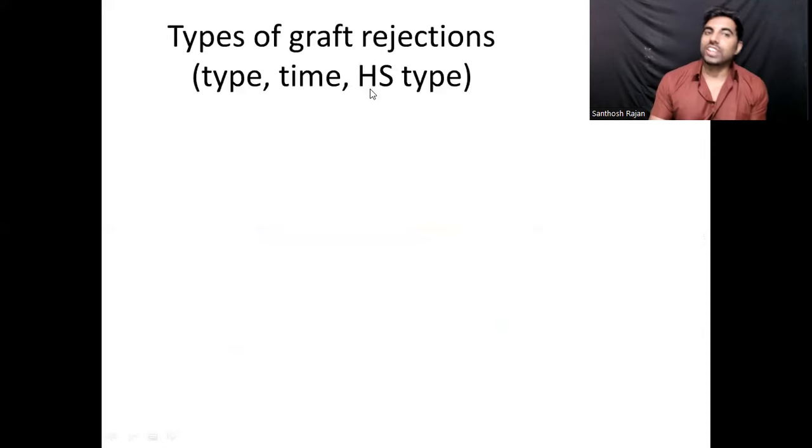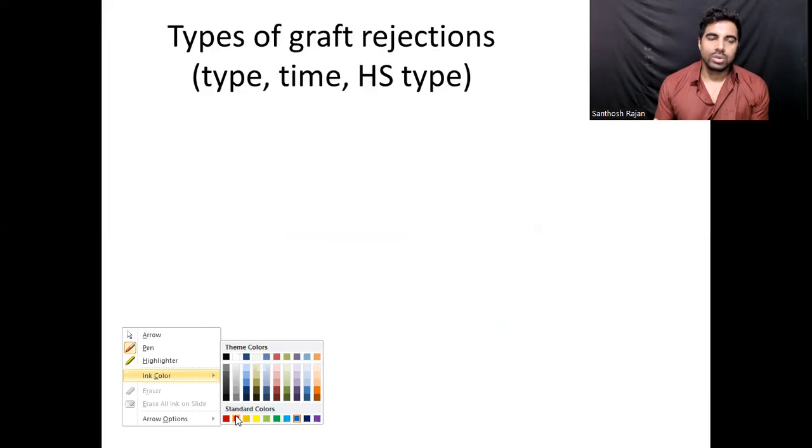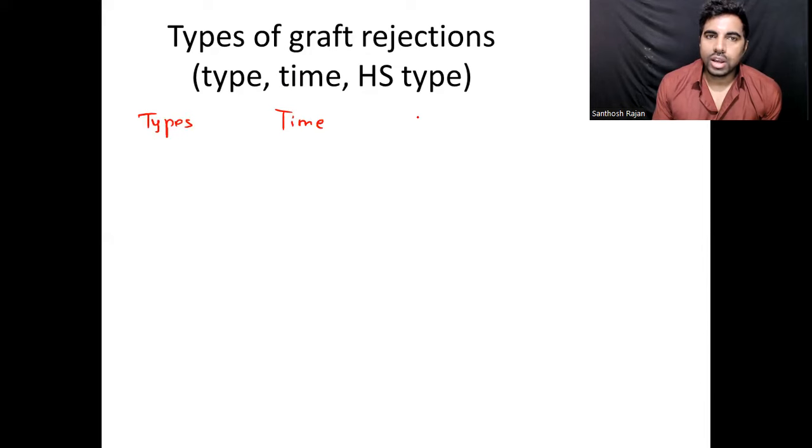Now, important is the type of graft rejection. Here comes the big problem. We have only two more slides, so we have done a very good job, finished it very fast, a good revision for us. Now, types of graft rejection. First of all, let's write the types, and the time, how long it takes.